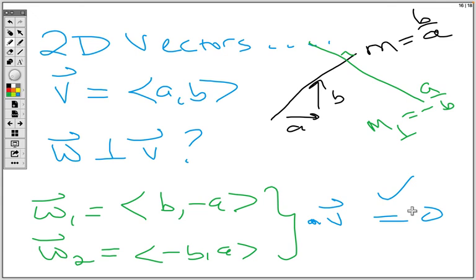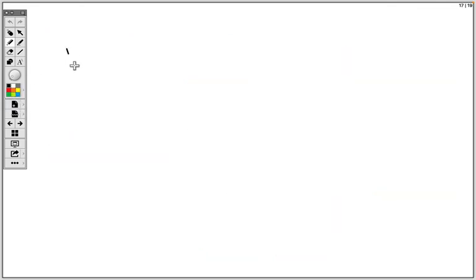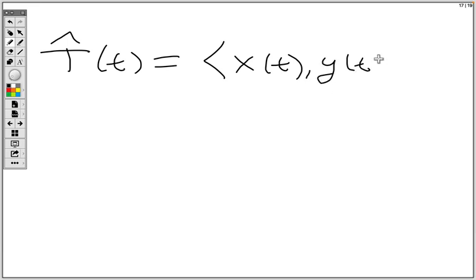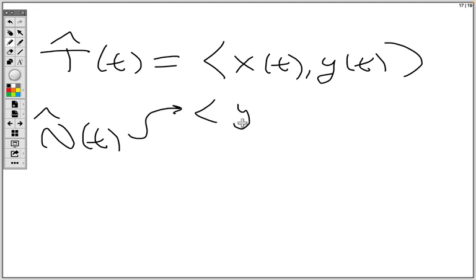But basically, in 2 dimensions, you've got a huge advantage. Instead of going through those derivative calculations, which could be complicated, you have basically 2 candidates. So what this means is that if you have a vector-valued function t hat as x of t, y of t, then your n hat really is one of 2 things. You switch the components and then make one of them negative.